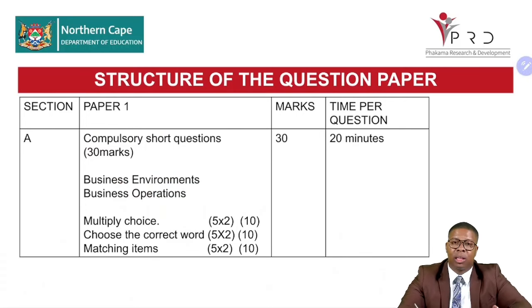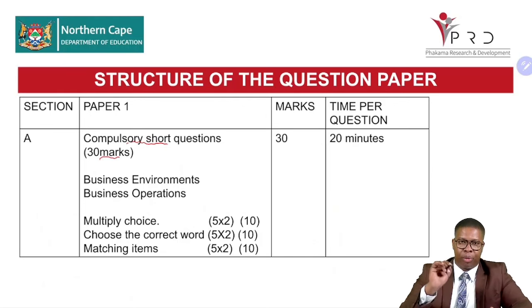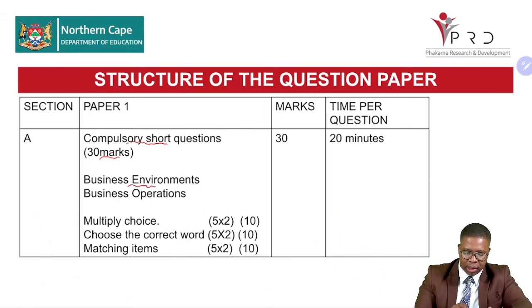We look into the structure of the paper. You should know by now that you have sections A, B, and C. Under your section A, you will have what we call compulsory short questions, which are allocated 30 marks. With those 30 marks, you'll have 1.1, 1.2, and 1.3, and these will be assessing business environment and business operations.